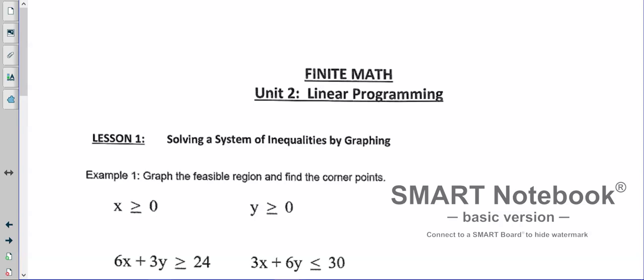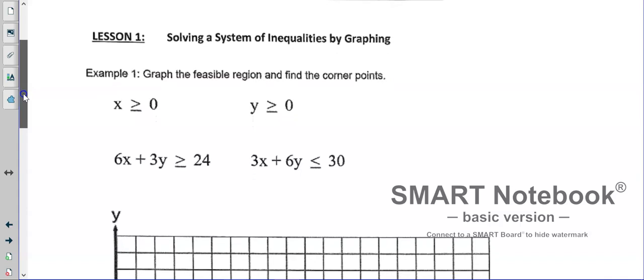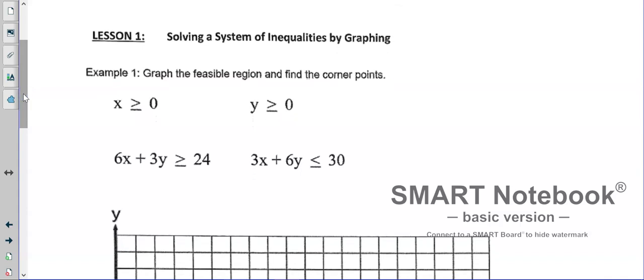All right, Unit 2, Linear Programming. This is a throwback to Algebra 2. Actually, we did this the last unit of Algebra 2, so hopefully it looks familiar. So we're going to be graphing inequalities.